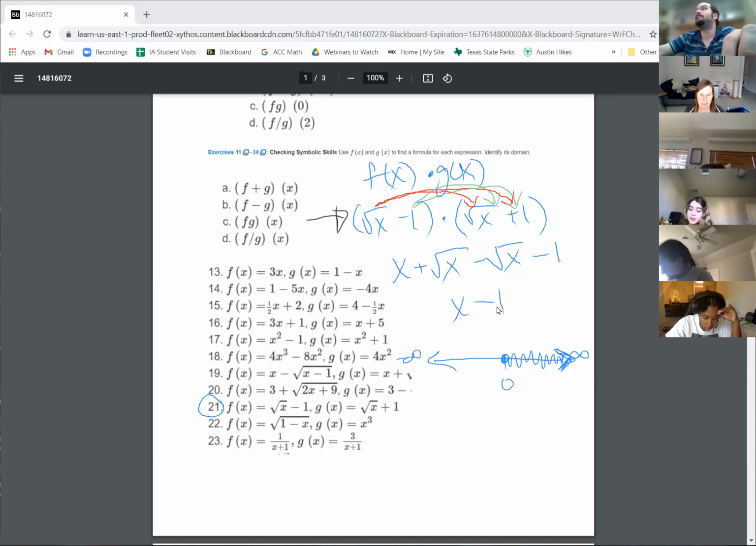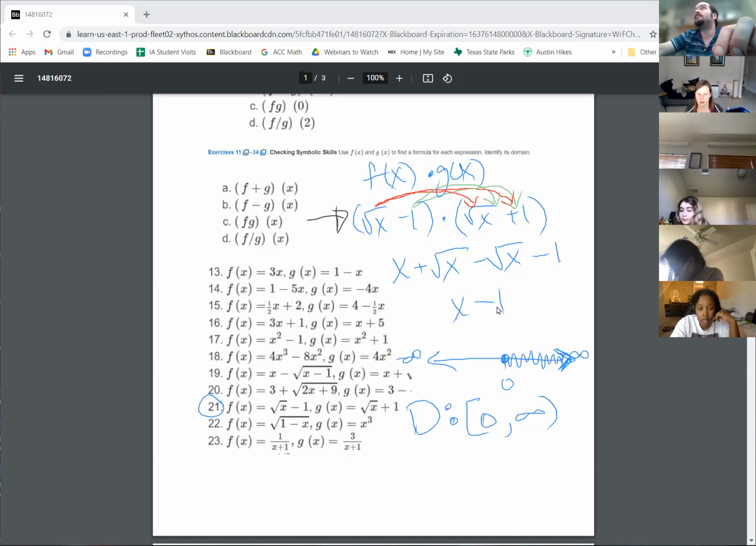So would it be 0 and then infinity? And is it going to be a bracket or a parenthesis on the 0? A bracket? Yep. All right, cool. Any questions on that one?